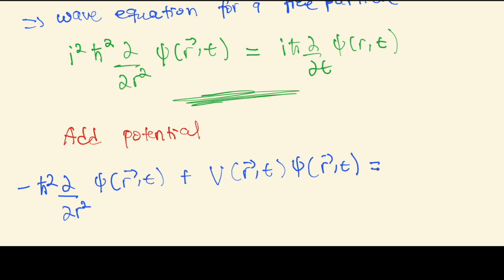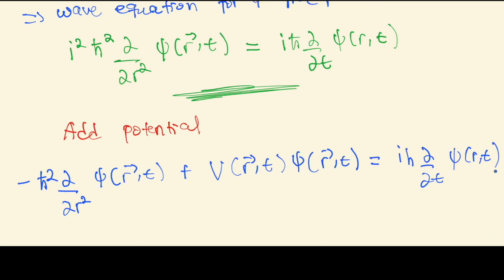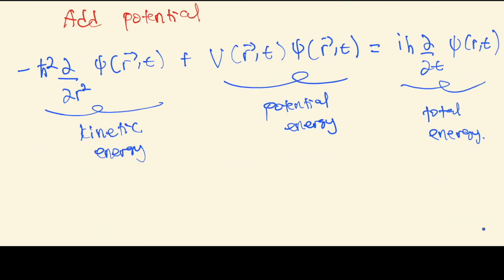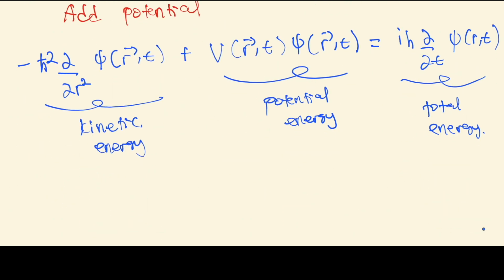And this is equal to iħ times the derivative with respect to time. So this is our kinetic energy. So this operator was obtained using the formula for kinetic energy. So this is our kinetic energy, and this is the potential energy, and this is the total energy. And this is the time dependent Schrödinger's equation.